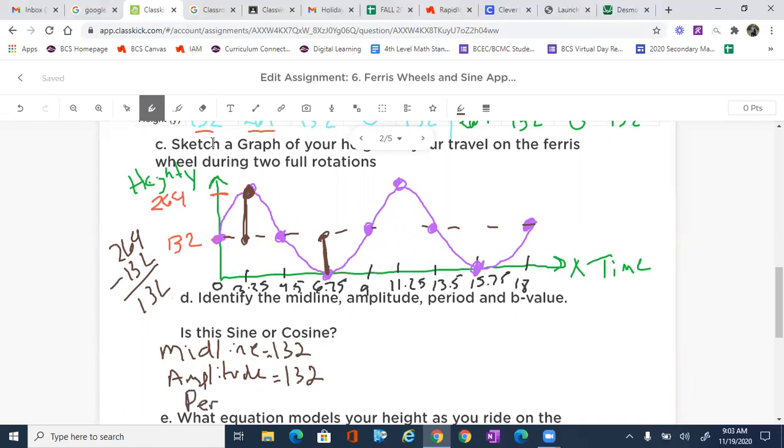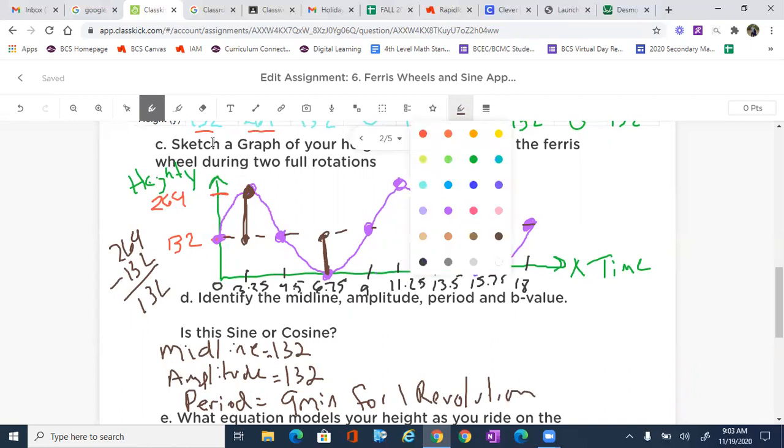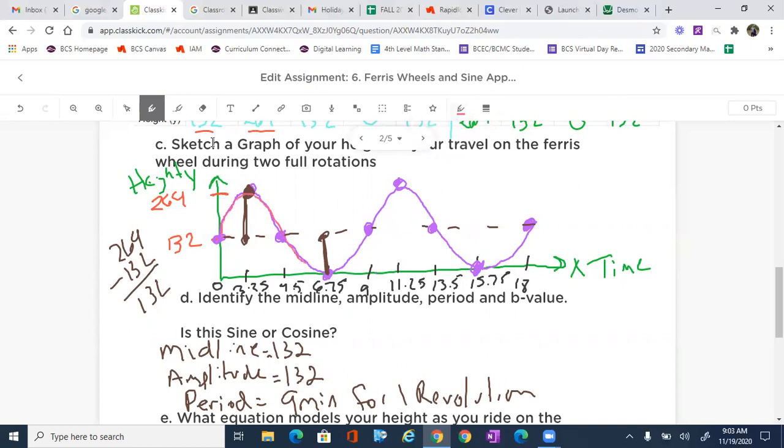Okay, and then we're going to go ahead and find the period. We know the period is going to be 9 minutes. And that is for 1 revolution, okay? And that's the important thing to remember, is that the period is only how long it takes to do 1 full revolution. There is 1 full revolution right there, and we can count it in quarters as a Ferris wheel, to the top, to the middle, to the bottom, back to the middle. And that gives us a revolution of 9 minutes. So that is 1 period equals 9 minutes, okay?